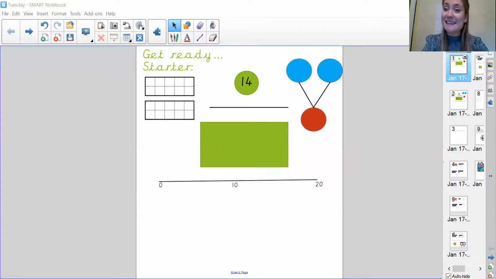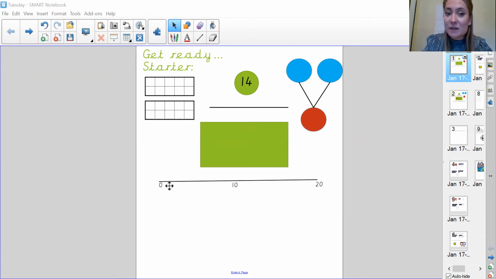So our starter today, I want you to pause the video in a minute and have a go at representing the number 14 in different ways, like we did last week with our number 17. See if you can do the number 14. See if you can write it in words. See if you can draw it in tens and ones underneath. See if you can show it on your tens frame.